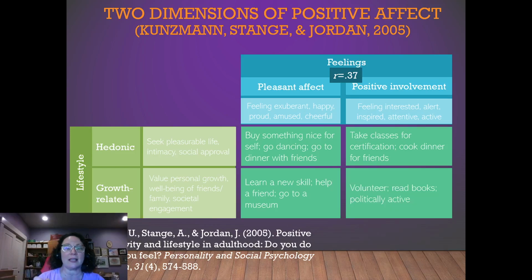So the last thing would be if you had positive involvement and then a growth related lifestyle, and this would include things like volunteering, reading books. You're actively involved and you're maybe learning something or expanding your experience through the novel that you're reading, something like that. Being politically active, again, you're being engaged in society and also feeling interested and alert, stuff like that.